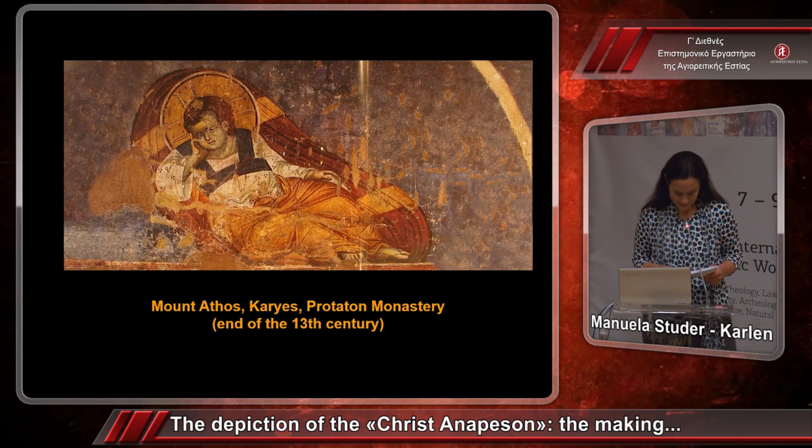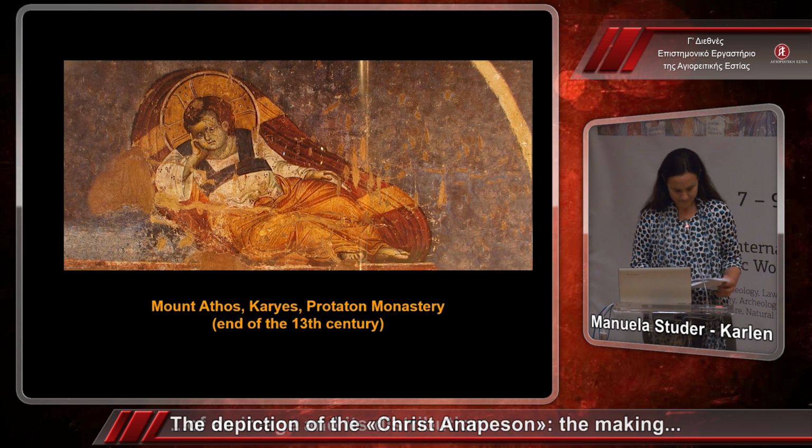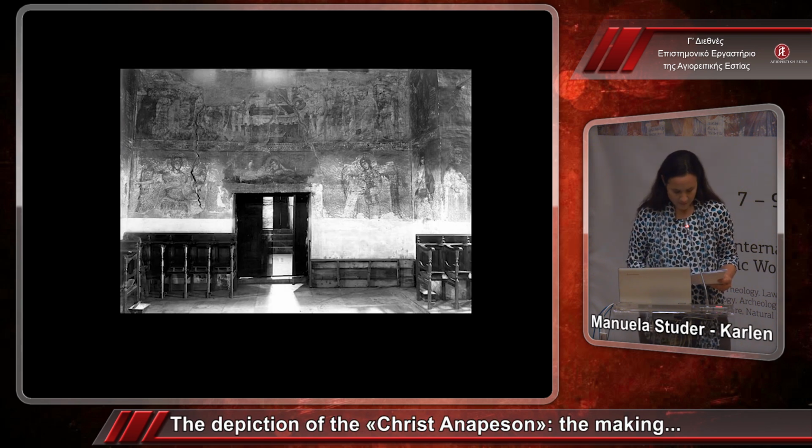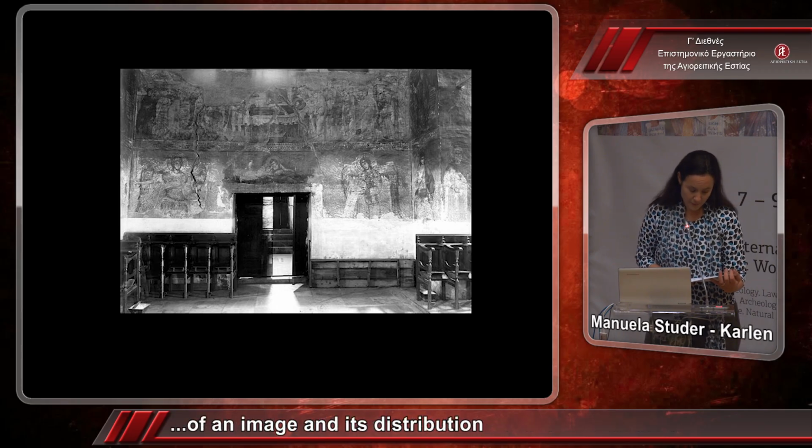The Anapeson image can respond to different demands. It is ambivalent and consequently has a great potential in the iconographic program. At Protaton, the Anapeson is flanked on both sides of the door by two archangels. The place above is occupied by the Koimesis.